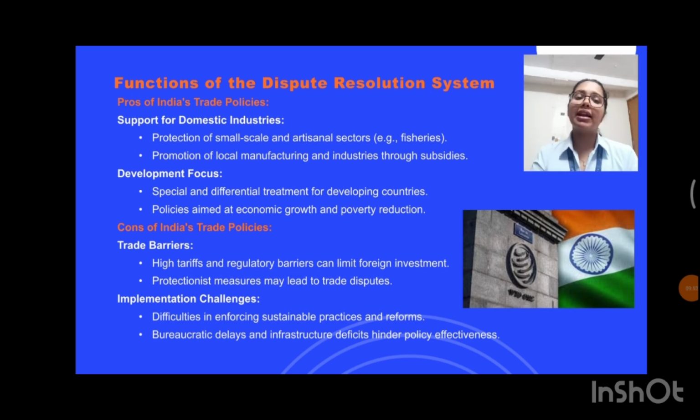High tariffs and regulatory barriers can limit foreign investment, and protectionist measures may lead to trade disputes. The implementation challenges are also there. Difficulties enforcing sustainable practices and reforms, bureaucratic delays and infrastructure deficits also hinder policy effectiveness.